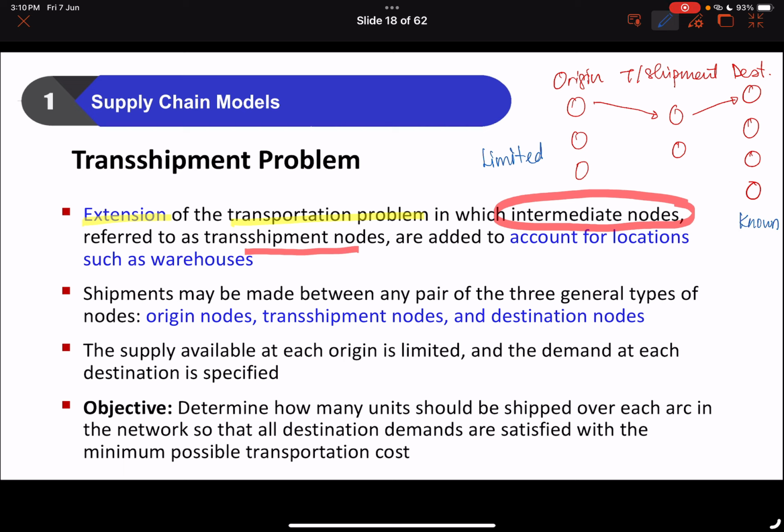Okay, and the demand at the destination is known, it's fixed. So the objective, we want to look at how many units should be shipped over each arc in the network so that all destination demands are satisfied with the minimum possible transportation cost. So what we do is we will look at an example.